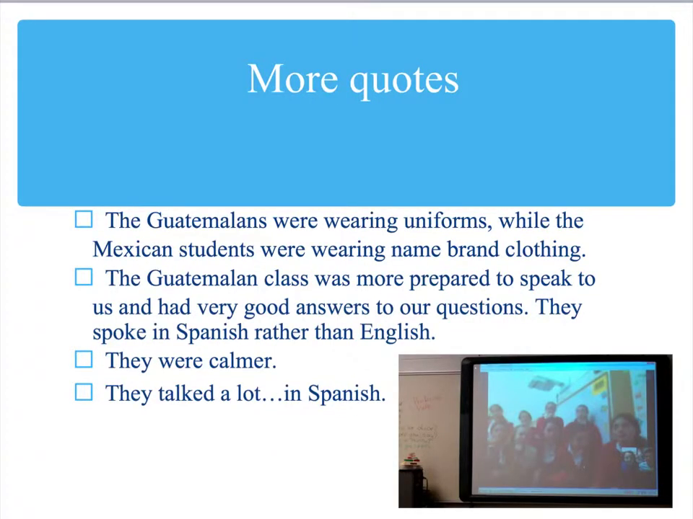More quotes. The Guatemalans were wearing uniforms, while the Mexican students were wearing brand name clothing. The Guatemalan class was more prepared to speak to us and had very good answers to our questions. They spoke in Spanish rather than English. They were calmer. They talked a lot in Spanish.